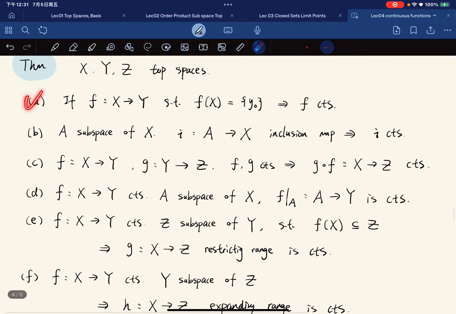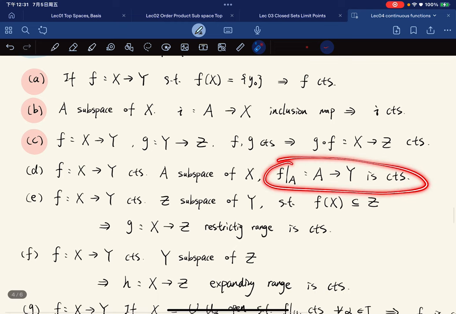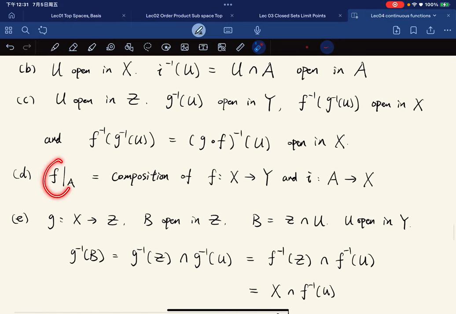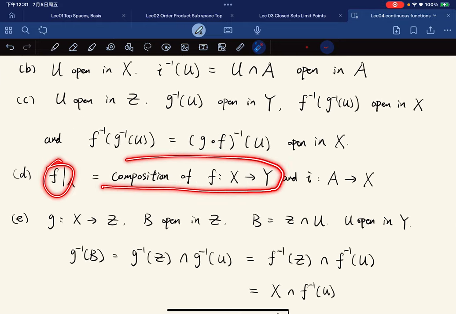Okay, so A, B, C, D, we'll just hide them. We've done A, B, C, and D says that the restricted map is continuous given that the original function is continuous. So this is really just the composition of f and the inclusion map.